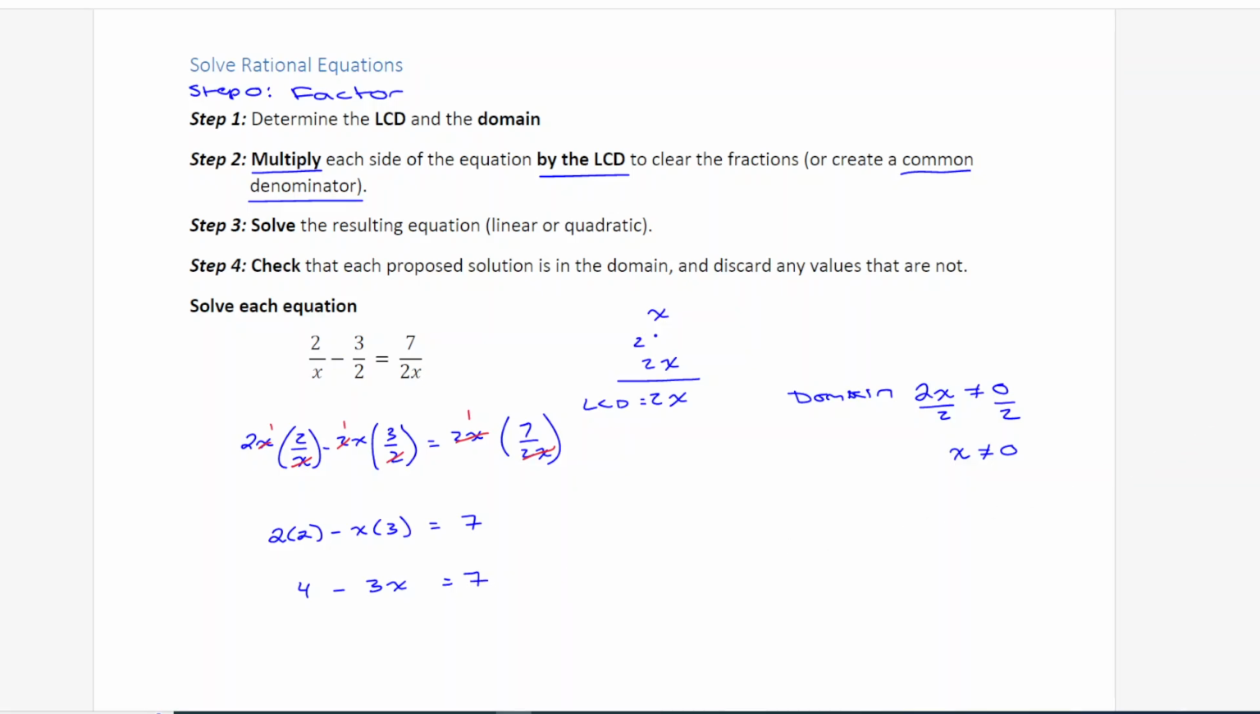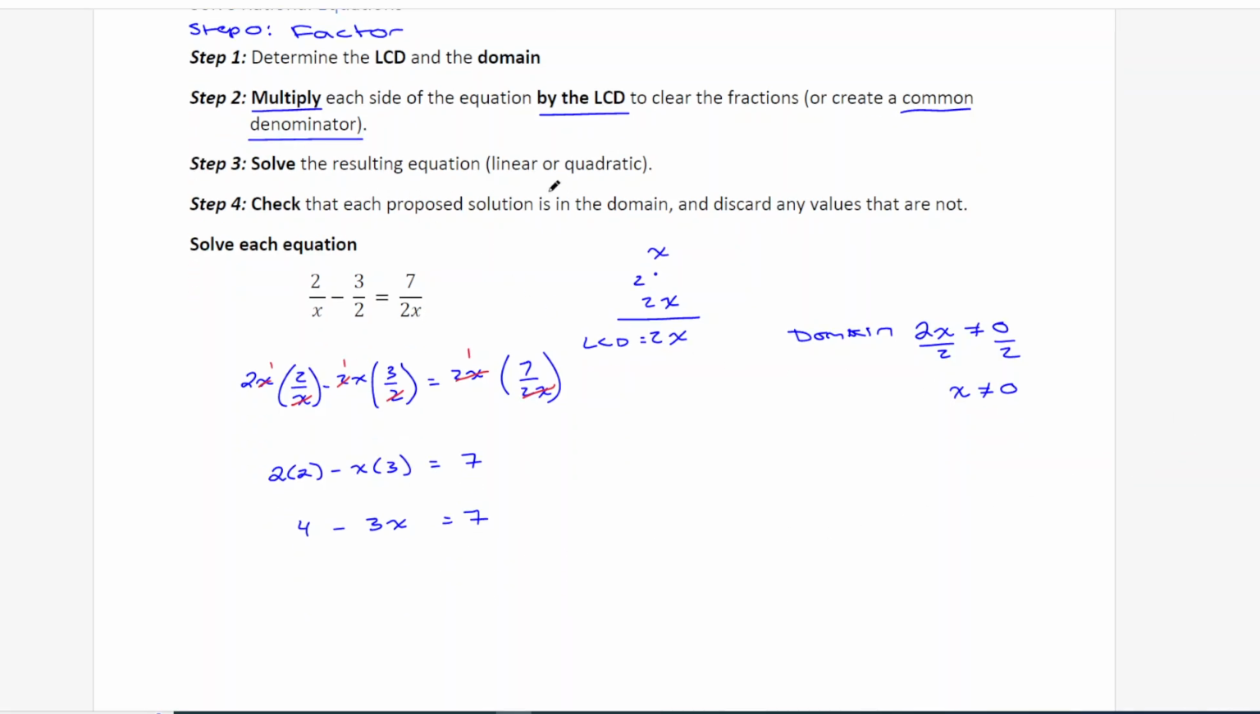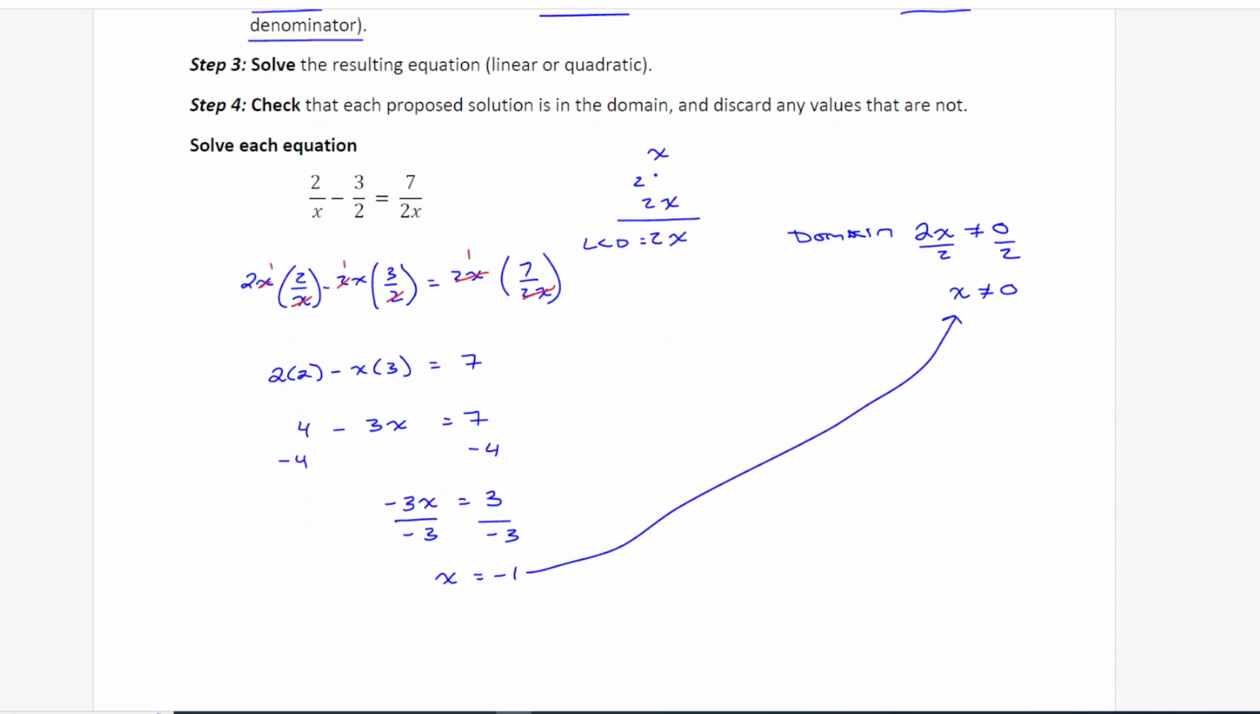And then this is a linear equation that I'm going to solve algebraically. So I'm going to subtract 4, subtract 4. I end up with negative 3x is equal to 3. And then I'm going to divide both sides by negative 3. And I get x equals negative 1. Then you always want to check, is that in my restricted domain?